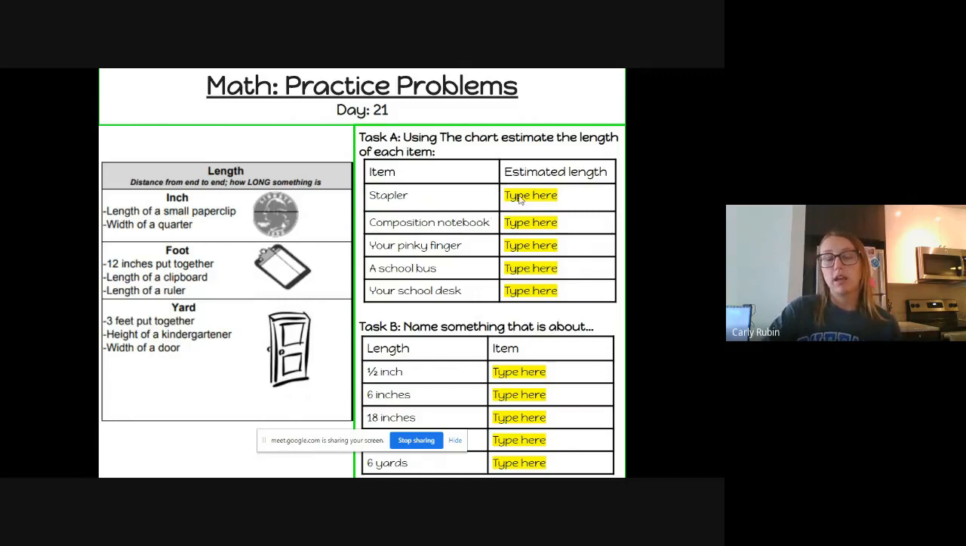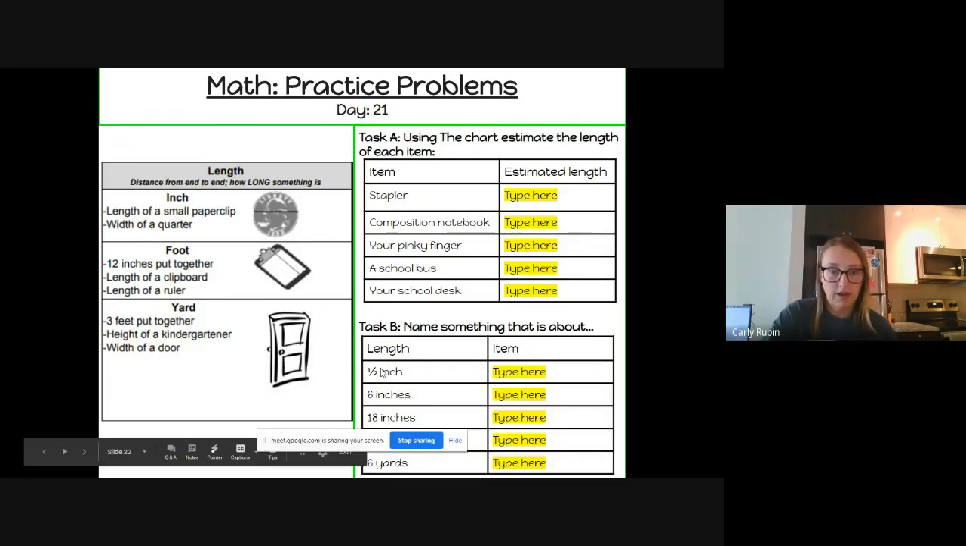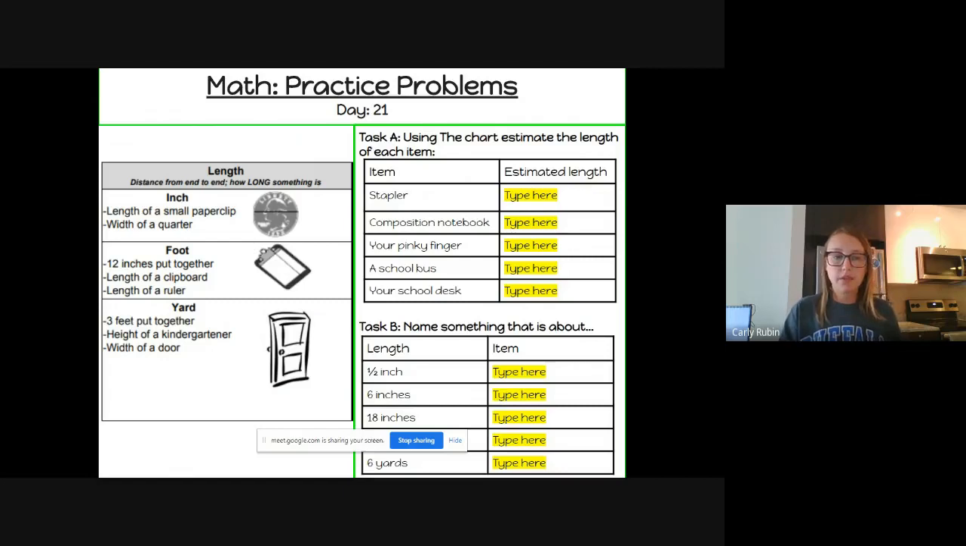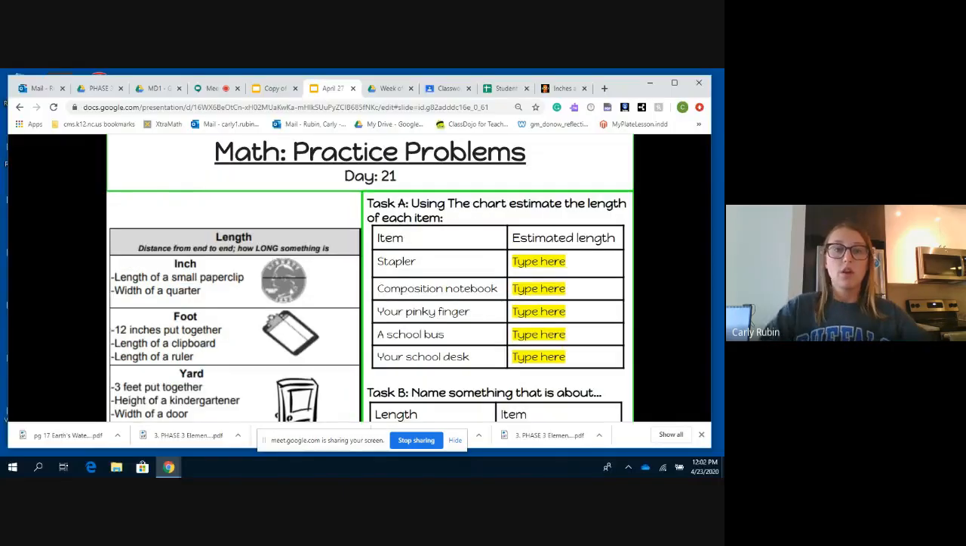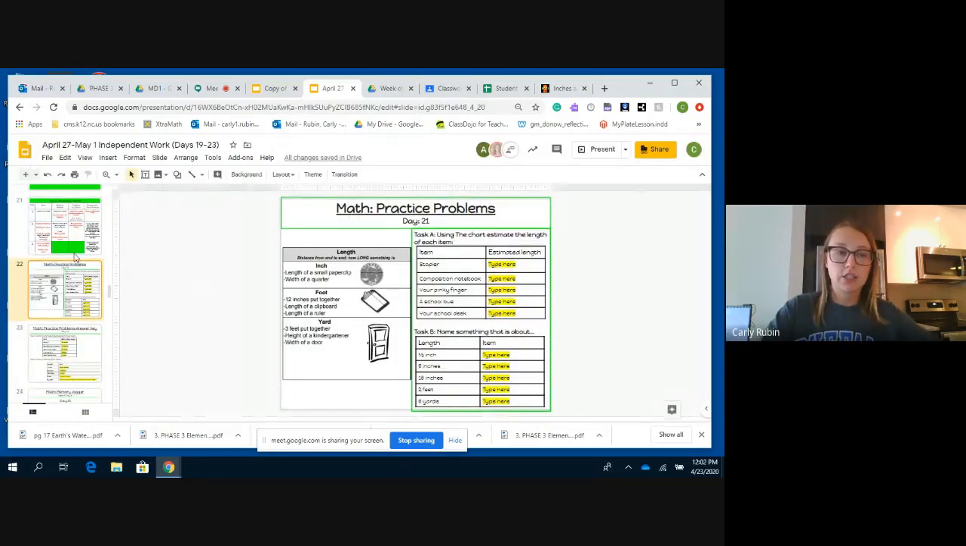So over here in the first chart, you're given an item and you have to estimate the length. And you have to think about, should it be in inches, feet, or yards, depending on how long the item is. And then down here, you're given the length. See, we have 1/2 inch, 6 inches, 6 yards. And you have to think of an item that maybe could be that length. Okay? So that is what you are doing individually. When you are done, you can check your answers.